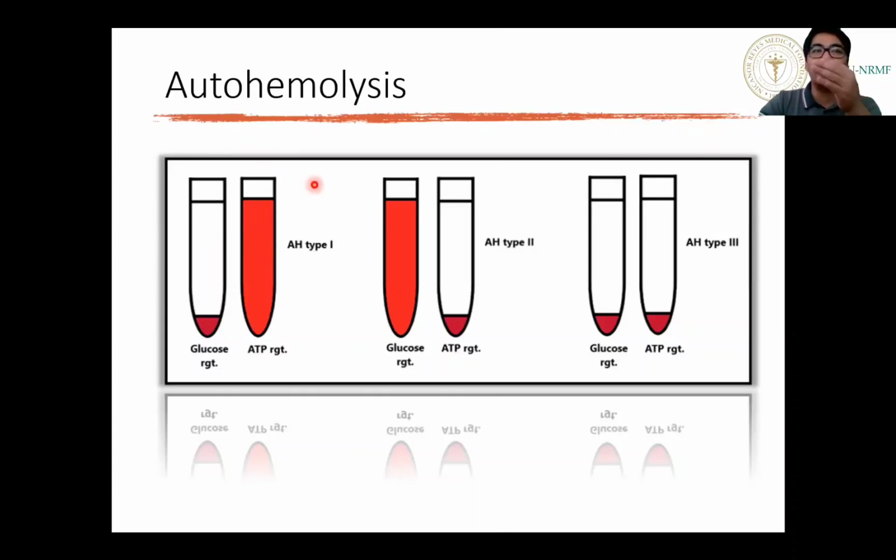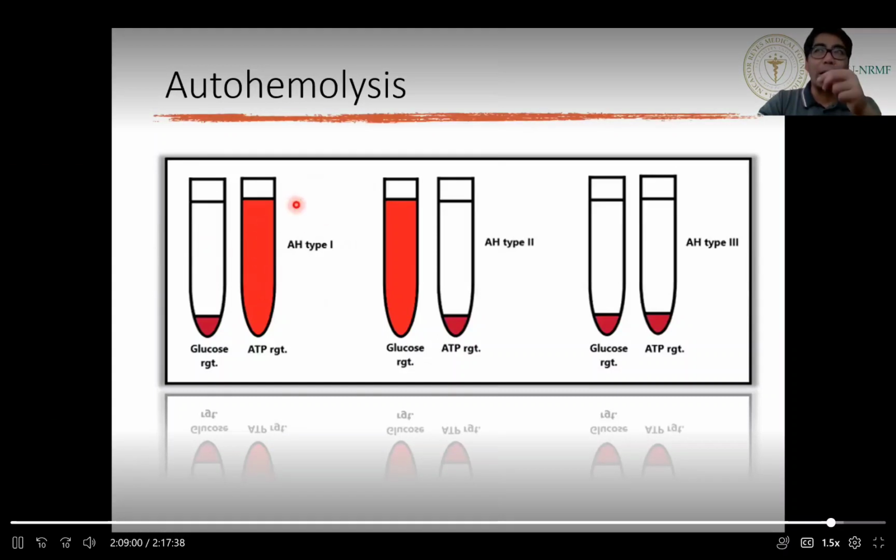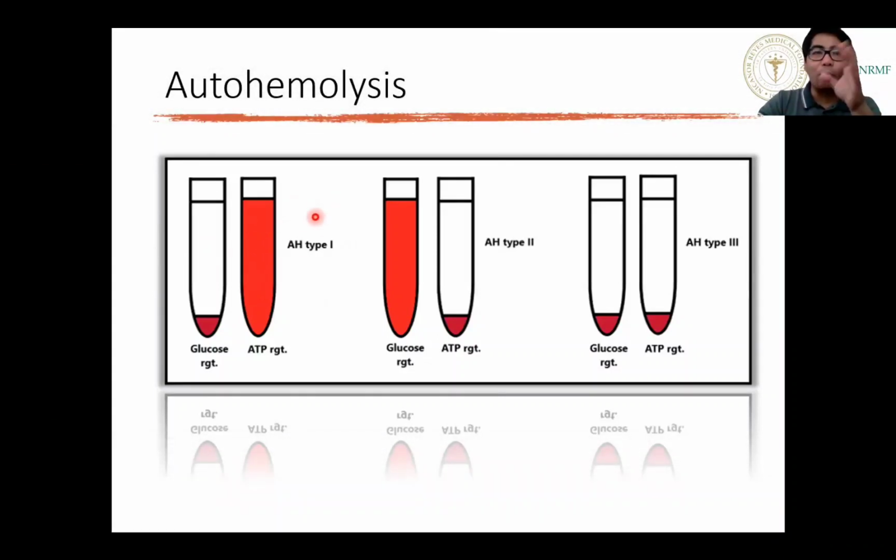Ang tawag dun sa reaction na yun ay autohemolysis type 1. So in autohemolysis type 1, glucose corrected the hemolysis while ATP reagent didn't correct the hemolysis. So what is the enzyme deficiency? G6PD or pyruvate kinase? So in this case, the problem is G6PD deficiency. So in G6PD deficiency, glucose corrected the hemolysis, but ATP will not correct the hemolysis, and we call it autohemolysis type 1. If it is reversed, in autohemolysis type 2, glucose didn't correct the hemolysis, but the adding of the ATP reagent corrected the hemolysis, then this is seen in pyruvate kinase deficiency.